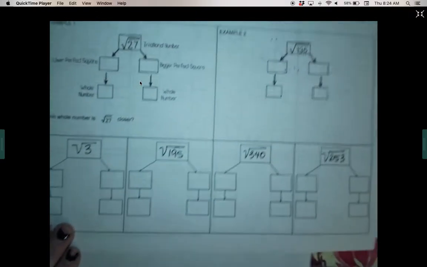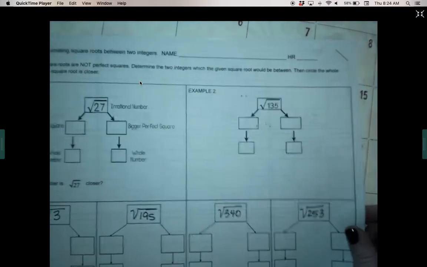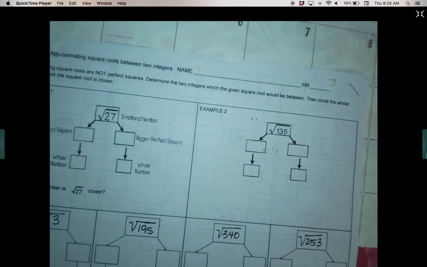Okay, so you should have this paper. At the top of the paper, make sure you put your first and last name. It is hole punched, that way it will go into your binder pretty easily. We're going to do some examples together.